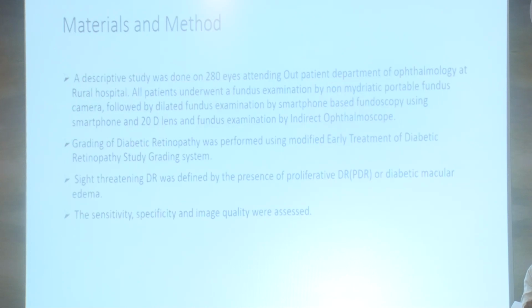Materials and methods. A descriptive study was done on 280 eyes of 140 patients attending outpatient department of ophthalmology at rural hospital. All patients underwent fundus examination by non-mydriatic portable fundus camera, followed by dilated fundus examination by smartphone-based fundoscopy using smartphone and 20 diopter lens, and fundus examination by indirect ophthalmoscopy. Grading of diabetic retinopathy was performed using modified early treatment of diabetic retinopathy study grading system. Sight-threatening diabetic retinopathy was defined by the presence of proliferative diabetic retinopathy or diabetic macular edema. Sensitivity, specificity, and image quality were assessed.